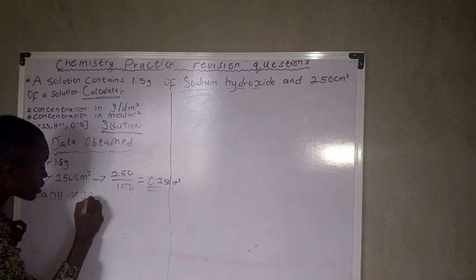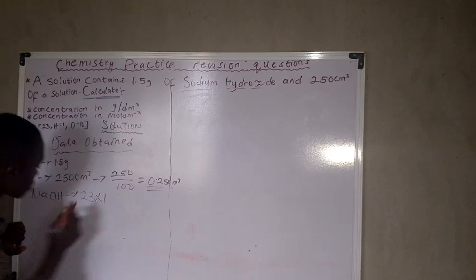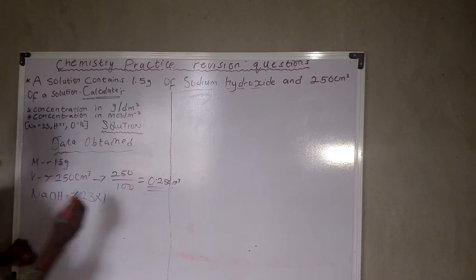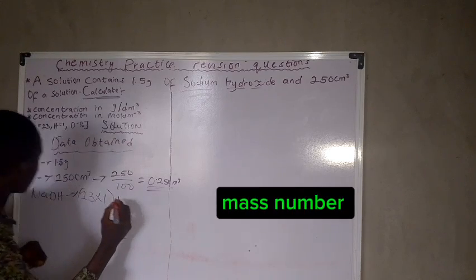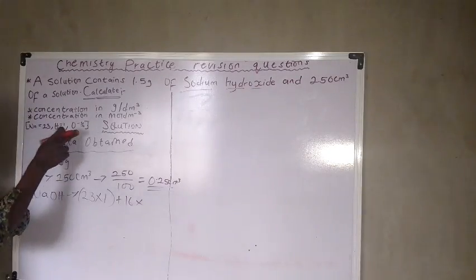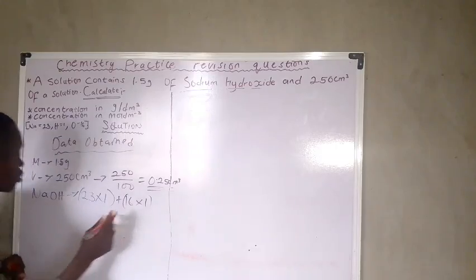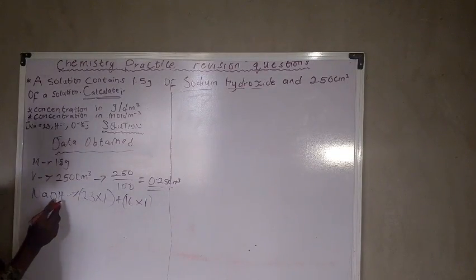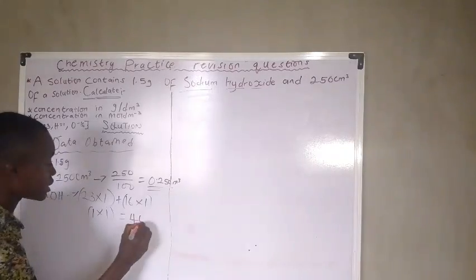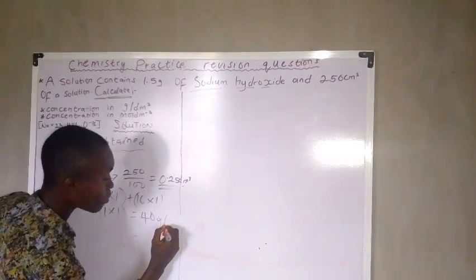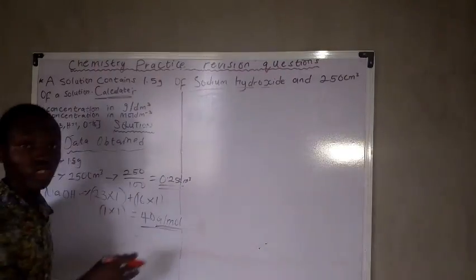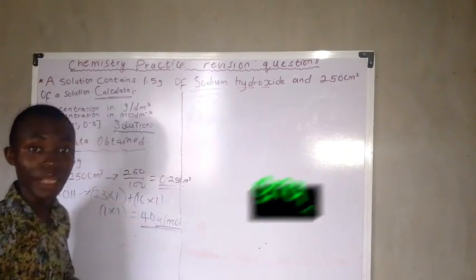Now, when fishing out our molar mass, what is the molar mass of sodium? Sodium is simply 23, 23 times 1, because there is no base there. The molar mass of oxygen is 16, times 1. What about hydrogen? Hydrogen is 1 times 1. It is equal to 40 grams per mole. The unit of molar mass is grams per mole.